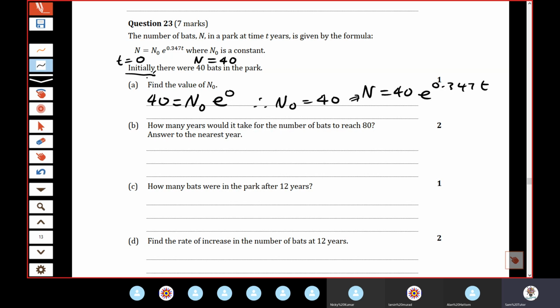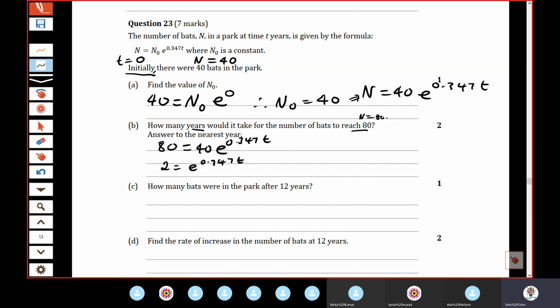You're going to see that in every question of these. Initially just means time is 0. How many years would it take for the number of bats to reach 80? Well, that just means find the time when N is equal to 80. Right, so it's going to look like this. 80 equals 40 e to the 0.347 t. I think this rings a bell, hopefully. This is back to exponential equations. So divide by 40.